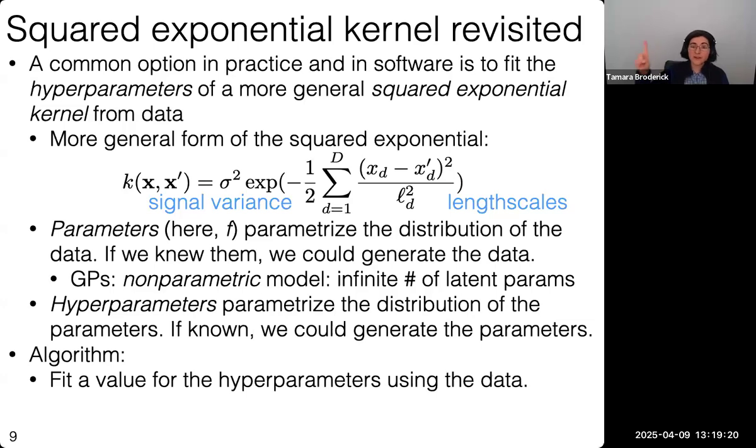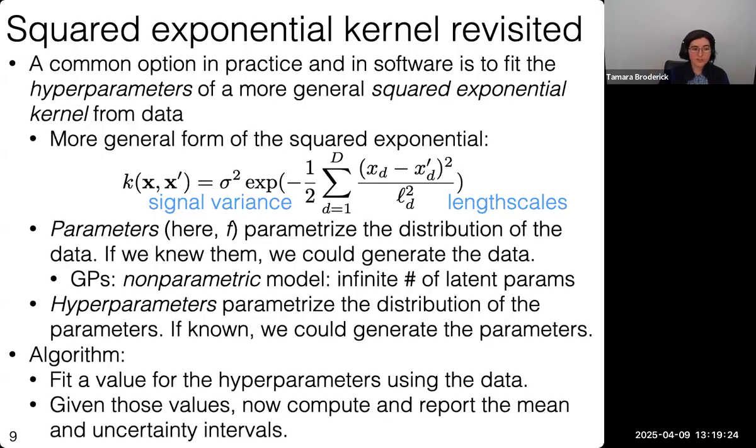Okay, so here's the proposed algorithm. One, fit a value for the hyperparameters using the data. And then two, given those values, compute and report the mean and uncertainty intervals. And so let's go ahead and see that now on some data.